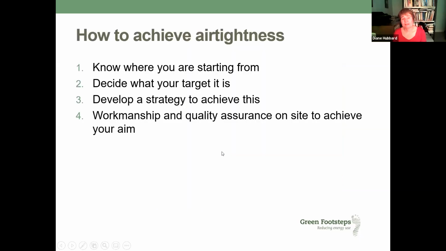So moving on a little bit to think about how we can achieve air tightness. There's really four key areas to think about. One is knowing where you're starting from. You've then got to decide where your target is, develop a strategy, and then look at workmanship and quality assurance when the work is actually taking place. So talking a little bit more about each of those points.